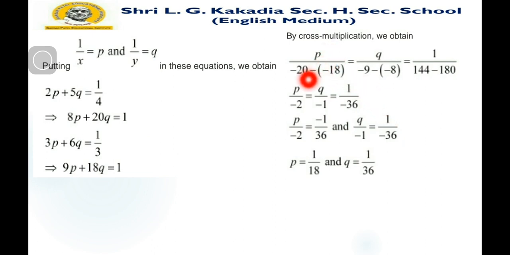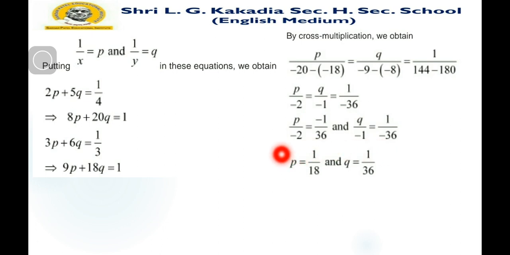As we know, p over minus 20 minus minus 18 is equal to q over minus 9 minus in bracket minus 8 is equal to 1 over 144 minus 180. After then we can find such a ratio: p upon minus 2 is equal to q by minus 1 is equal to 1 over minus 36. Hence by comparing this ratio of p and the constant ratio, we can find p over minus 2 is equal to minus 1 over 36 and q over minus 1 with the constant ratio 1 over minus 36.